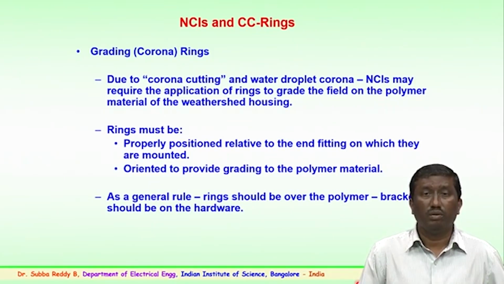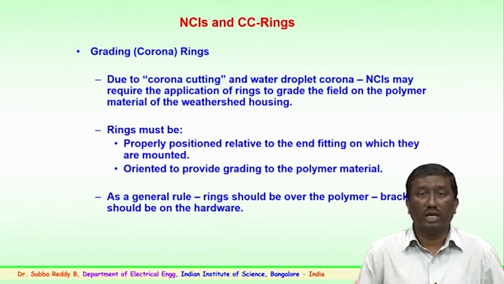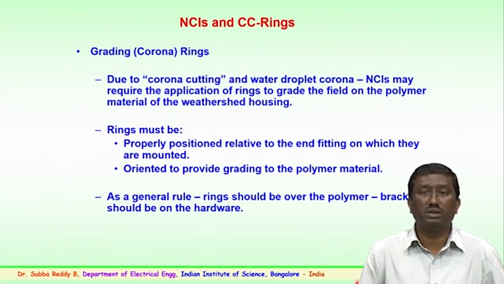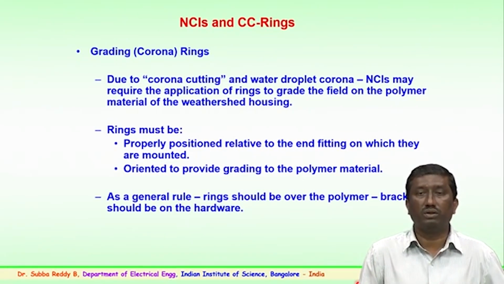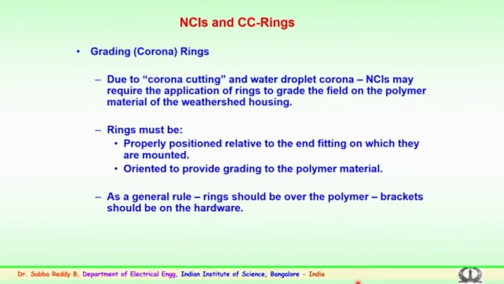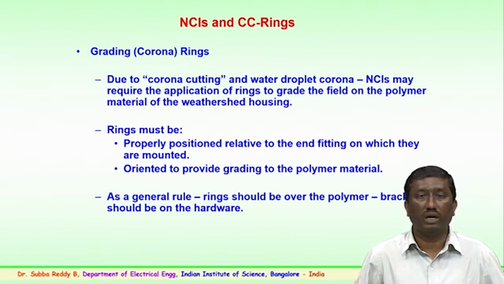So, the orientation and positioning is to provide grading to the polymer material or a polymer insulator string. As a general rule, the corona control rings or the grading ring should be over the polymer brackets which should be on the hardware. So, these brackets or accessories are provided on the insulator metal end fittings which are connected to the tower. So, they should be properly positioned, properly mounted and properly oriented with the help of brackets on the hardware, that is on the yoke plate or the connecting hardware to the tower and to the conductor side.